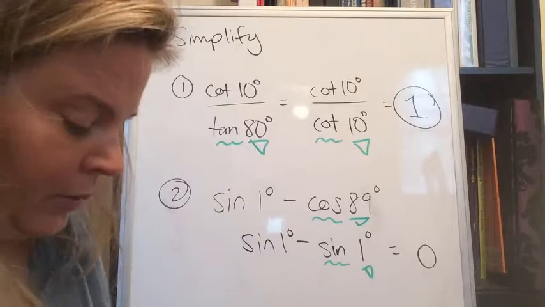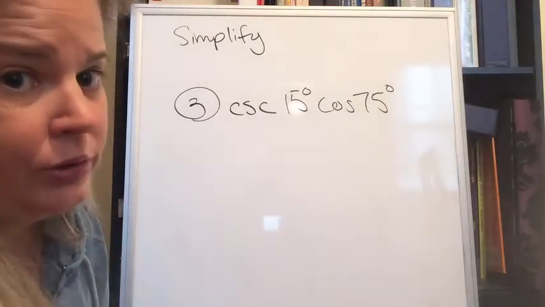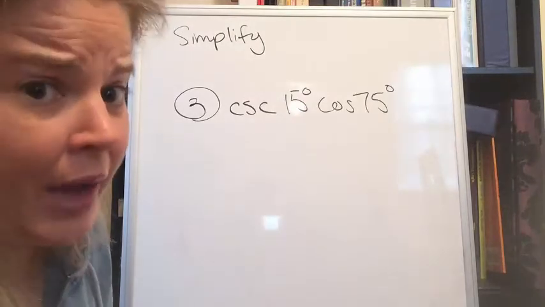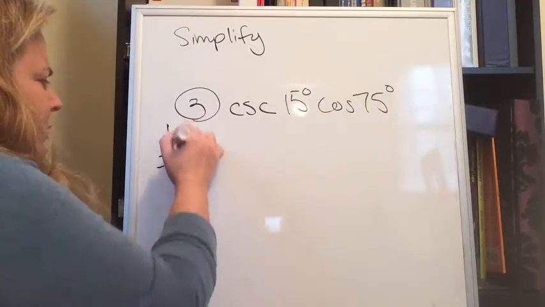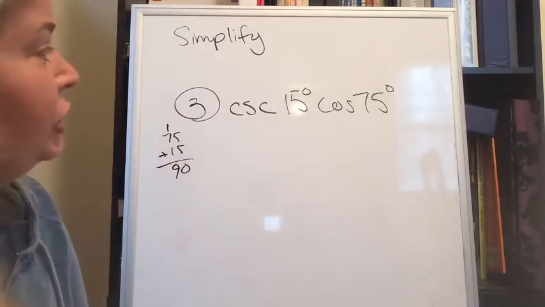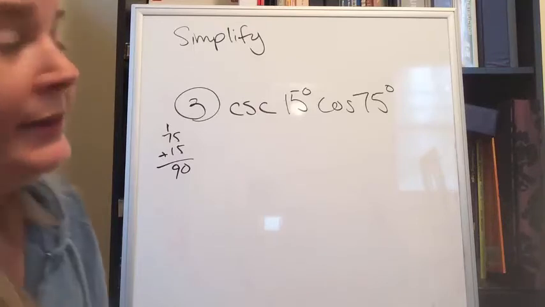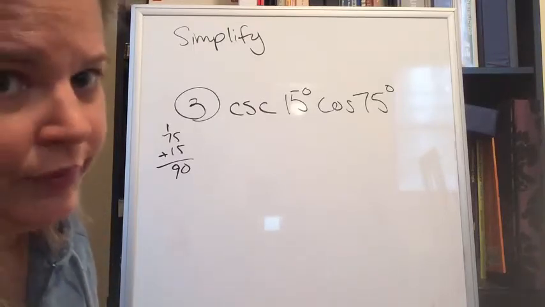Okay, let's try another one. So again, there's different angles. I want to change to the same angle. Are they complements of each other? Is 75 plus 15 90? Yes, it is. So they are complements of each other. So let's change everything to 75 or to 15. Again, it doesn't matter. I'll go with 15.